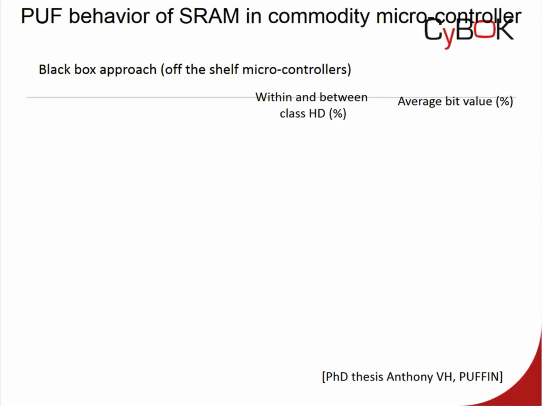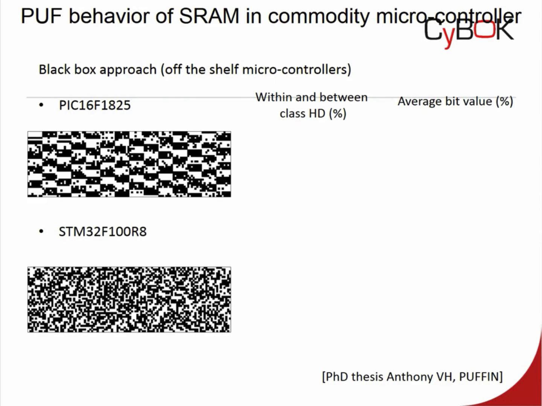Here you see an example of two SRAMs from two different microcontrollers. The top one is a PIC microcontroller. The bottom one is an ST microcontroller. Just visually, you see that there is already lots of correlation in this processor, so there is probably not enough entropy to derive a key in this SRAM compared to this one.